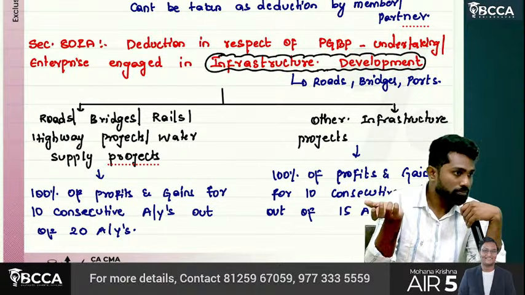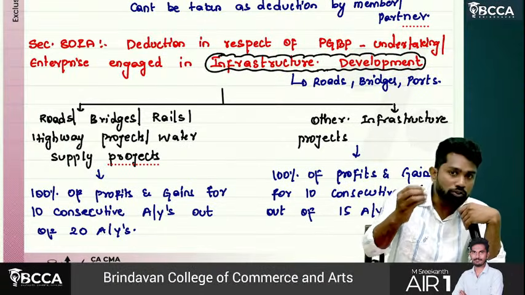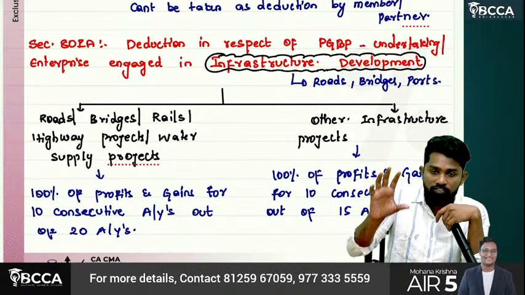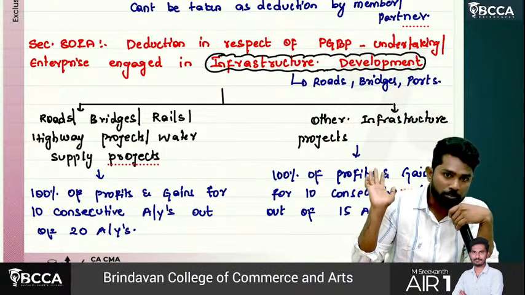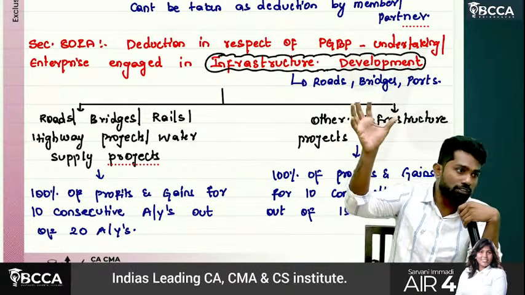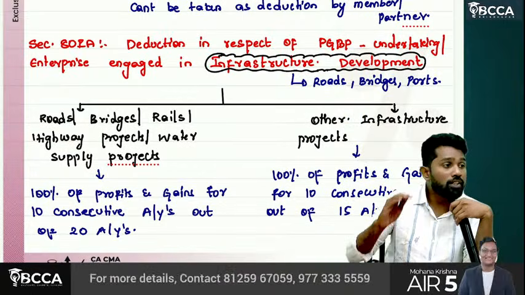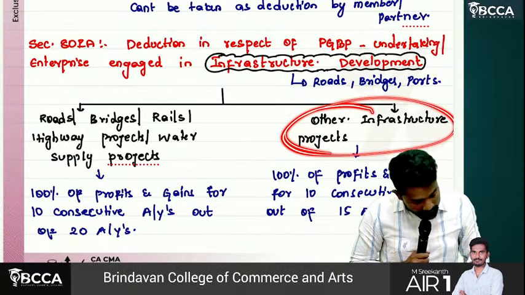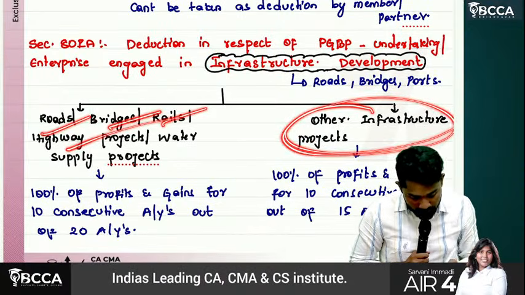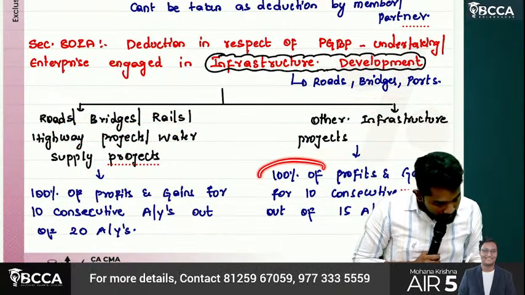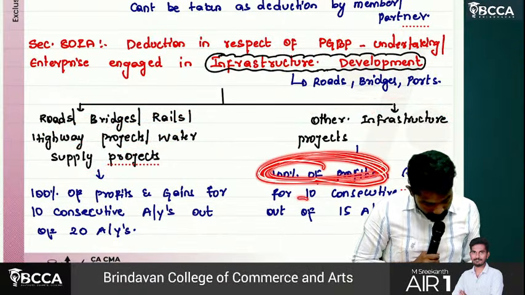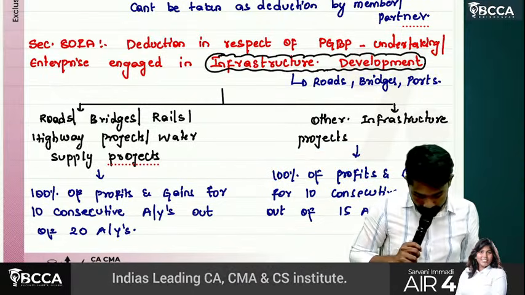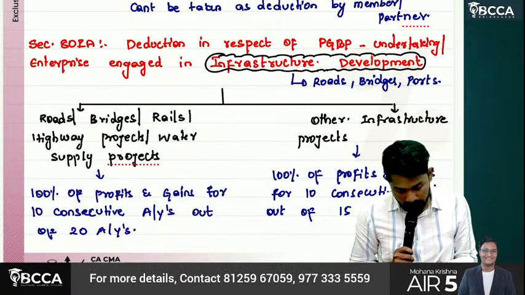They can choose. Out of the first 20 years, they can choose which year they claim deduction and which year they don't want deduction. Sir, if in that year they don't have much profits, then they'll not claim deductions. In the year in which they have more profits, they'll claim deduction, so that they have overall tax advantage. Whereas, if they are into any other infrastructure projects other than roads, bridges, railway projects, highway projects, water supply projects, then 100% of their profits and gains for 10 consecutive assessment years out of 15 assessment years are eligible for deduction. But we need to solve problems, sir.